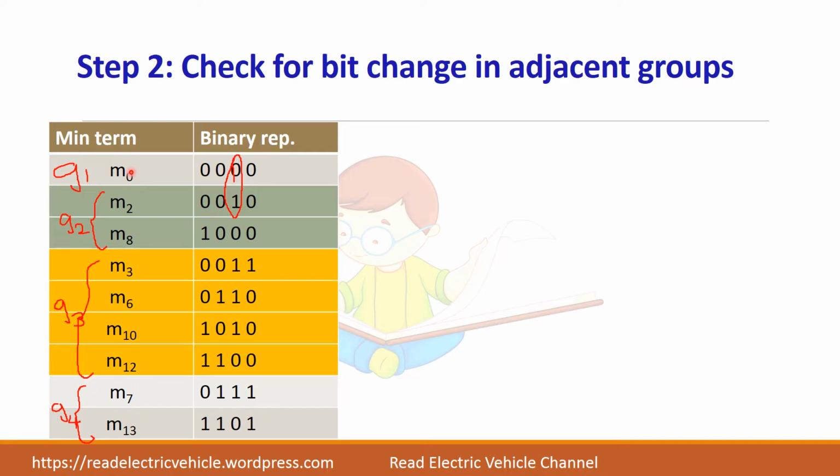Now we will compare first group and second group, G1 and G2. So M0 and M2 I am comparing. So if I compare these two, only one bit is changing here. Remaining 3 bits are same. Only one bit is changing. So I am writing it as 0 0 dash 0. So this is how you have to write. That is, you are eliminating the differing letter. So third bit is changing, so that alone you put a dash.